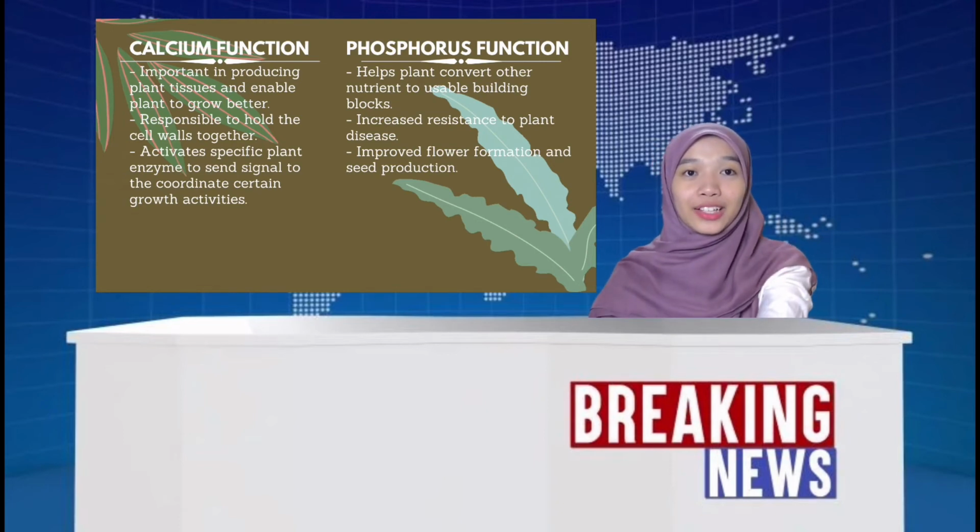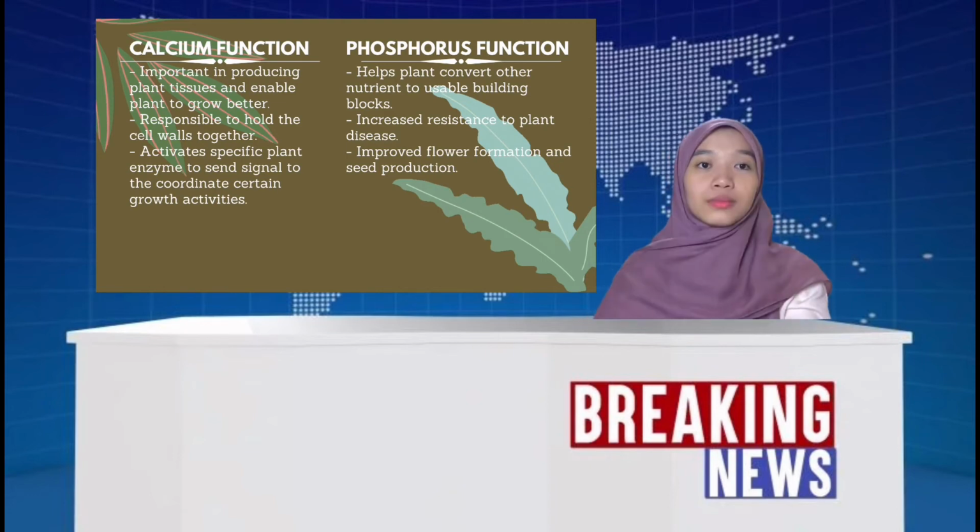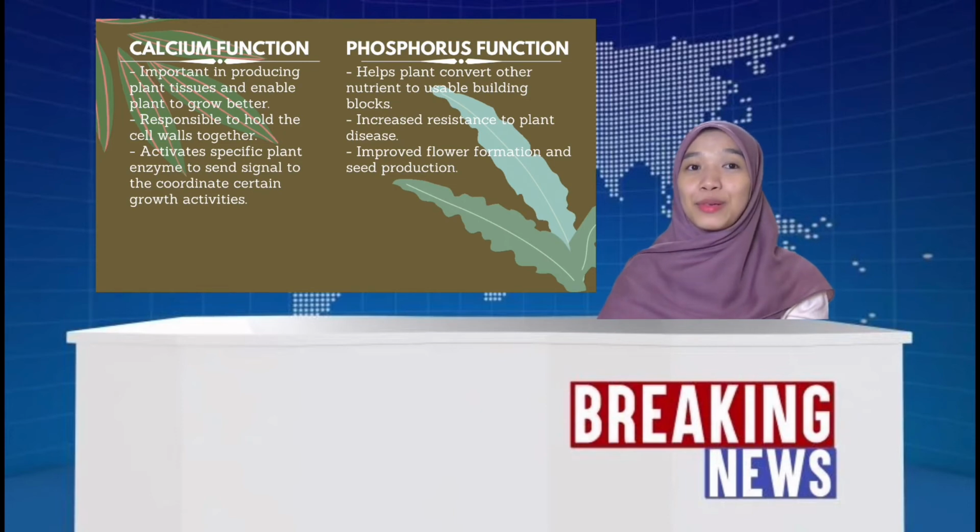Now, we will look at the phosphorus function. It helps in the conversion of other nutrients into usable building blocks for plants to grow on. When we use high phosphate fertilization, it increases plant disease resistance, and subsequent phosphate accumulation increases susceptibility to fungal pathogen infection. Lastly, it enhances plant development and seed production so they can bloom well.